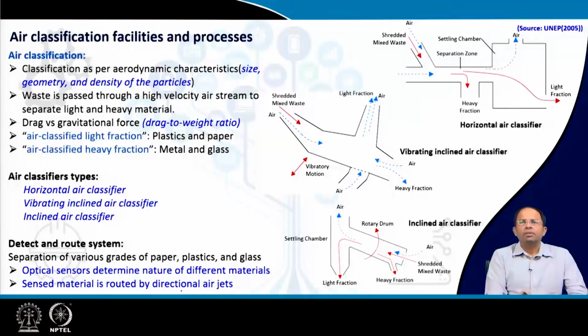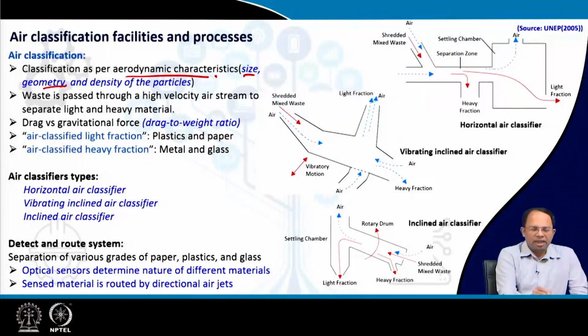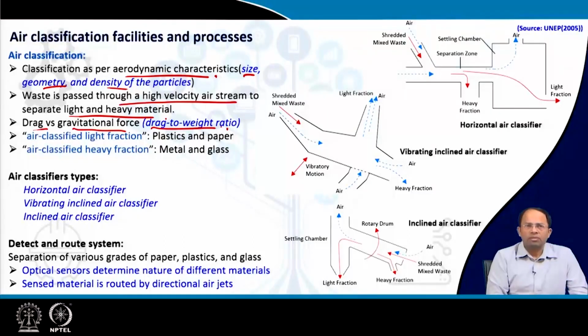So the next stage that we will talk about is air classification. Here we use the aerodynamic characteristics, where size, geometry and density of particles are utilized to determine what will float in a stream of air and what will not float. So the waste is passed through a high velocity airstream to separate light and heavy material. Now the theory behind this is the drag force versus the gravitational force. The air drags the lighter materials, whereas gravity pulls back the heavier materials down. So drag to weight ratio is a very important factor.